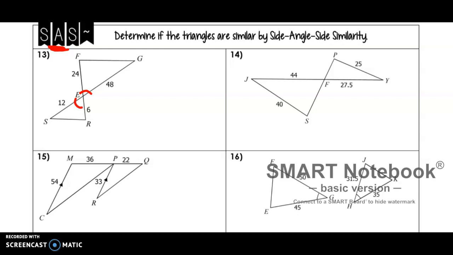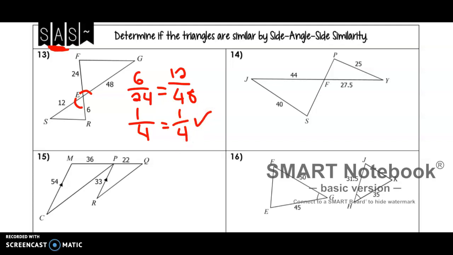Alright, so now let's make sure we line up our right sides. Okay? So looking at this one, I know 6 is going to be with 24. So 6 over 24 is equal to 12 over 48. I simplify this down, divide each side by 6 actually. I'll get 1 over 4. This one I divide both sides by 12, I'm sorry, I'll get 1 over 4. So that'll be check. So this one will be a yes.